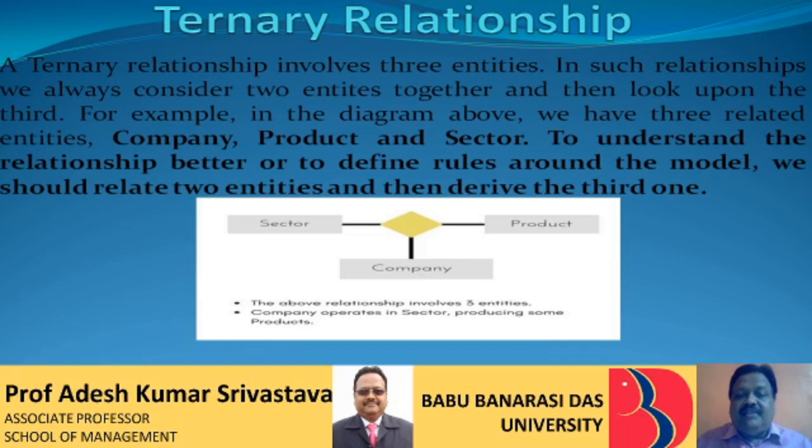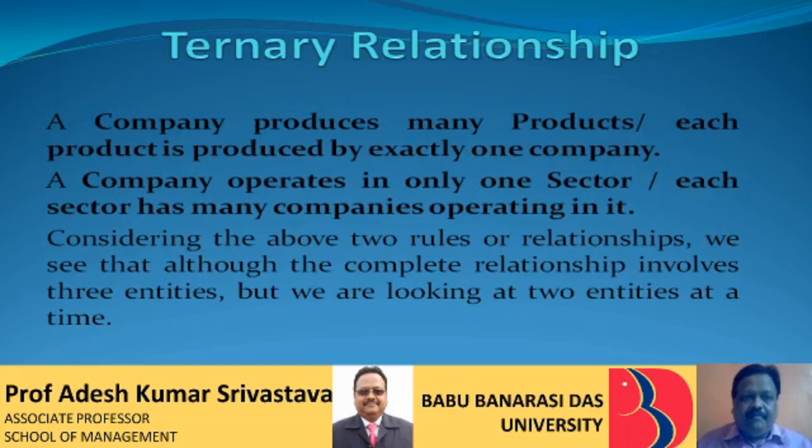So the above relationship involves three entities, and the company operates in a sector producing some products. So it is a relationship which is showing among three entities. So this is a ternary relationship. If we represent the ER diagram in such a way, this is called a ternary relationship. So these are all kinds of relationships that we have.